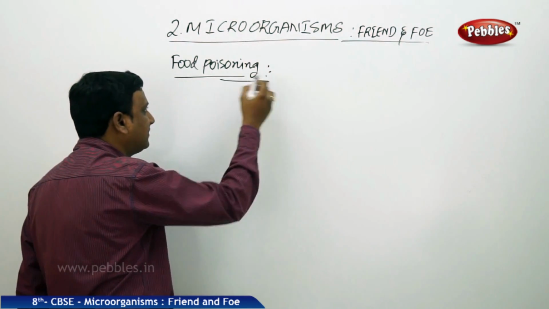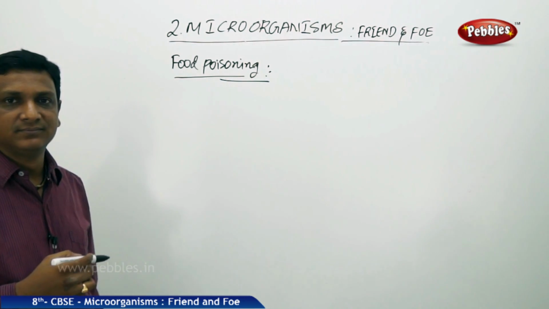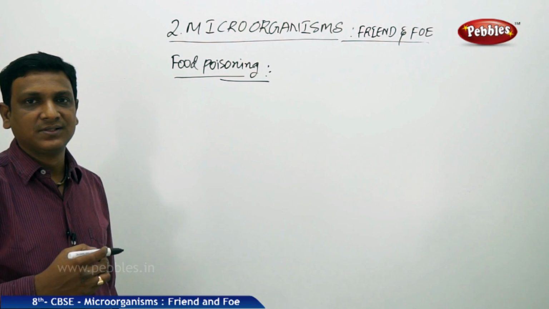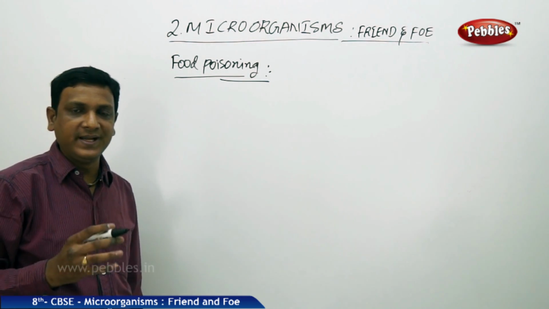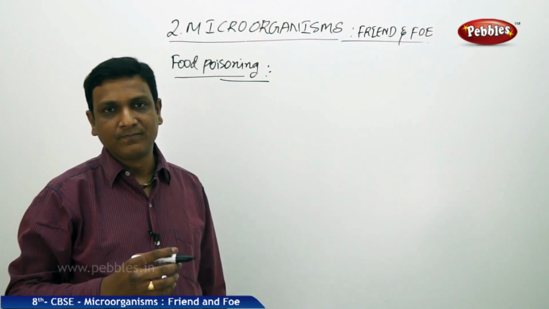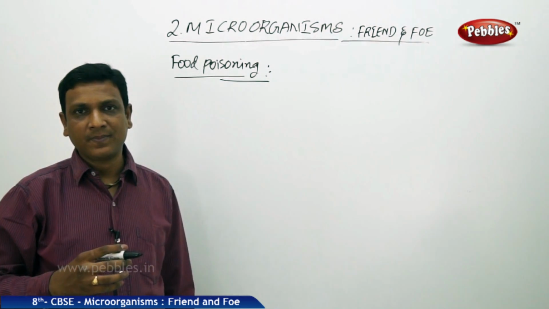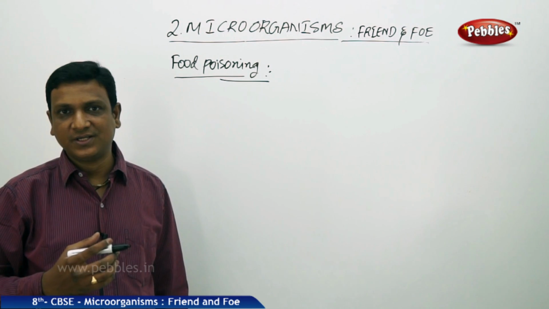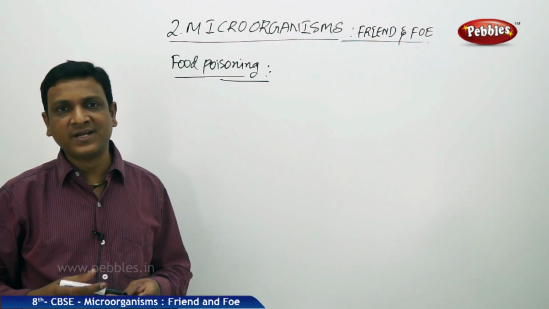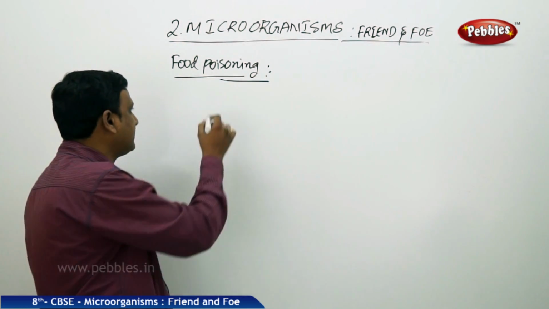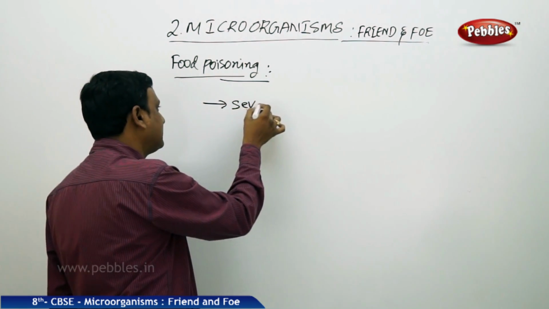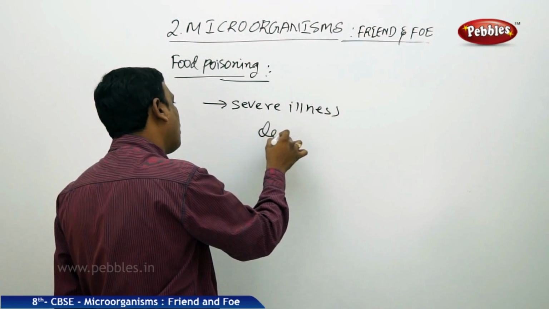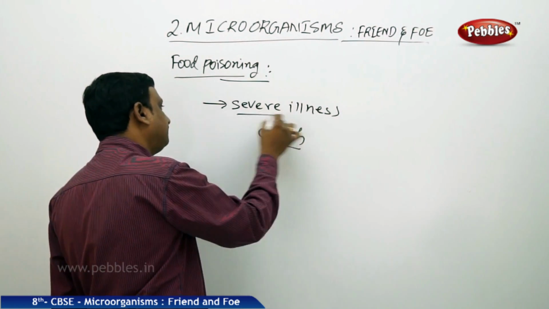Food poisoning is a condition which causes illness in humans. So always we should eat proper food, that is fresh food. Even though it is cooked or uncooked food, it should be fresh. If it is contaminated by microorganisms, it leads to food poisoning. It causes severe illness. Sometimes it may cause death also.